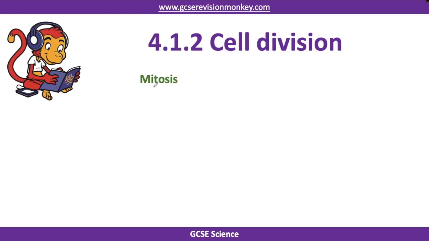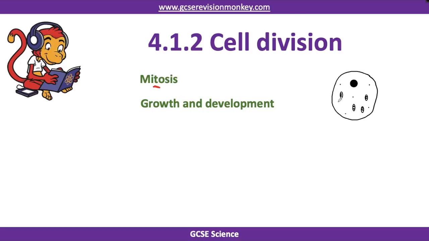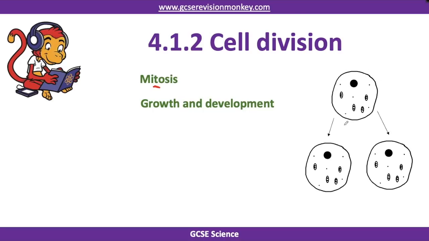So this one must be spelt correctly because it sounds very similar to meiosis, which comes up in paper 2. So mitosis is the cell division we need to focus on, and that's for growth and development in multicellular organisms. And essentially we're talking about one body cell replicating to form two identical cells.